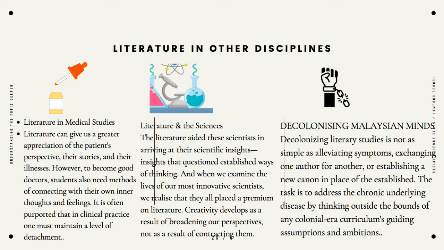So many literary texts were selling really well because people wanted to learn what literary writers say about pandemics. How can we understand through literature? A lot of scientists actually go back to literature to arrive at some of their scientific insights. So literature aided the scientists in arriving at insights that question established ways of thinking.